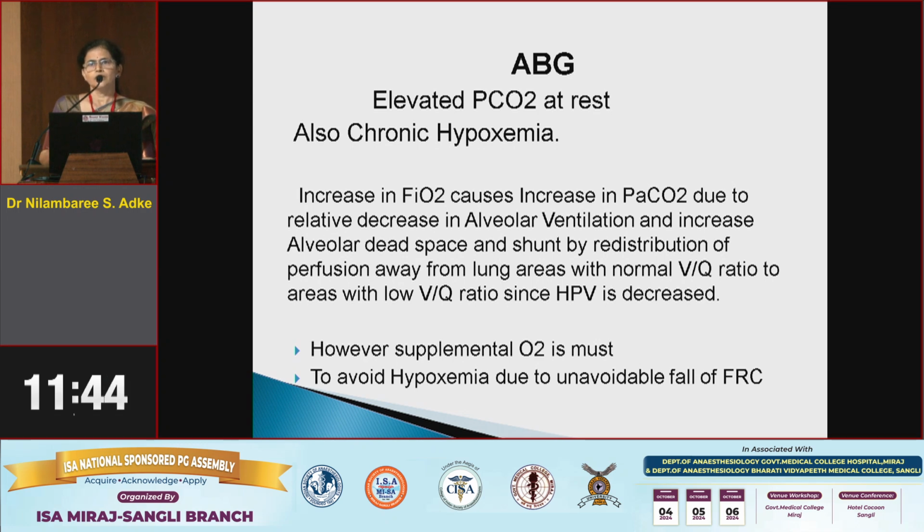When we give a higher inspired concentration of oxygen, there is a decrease in alveolar ventilation and alveolar dead space increases. At the same time there is abolition of hypoxic pulmonary vasoconstriction. When this HPV is abolished, the blood flow is distributed to low perfusion or low VQ areas, so the shunt increases, and so there is a rise in PaCO2.